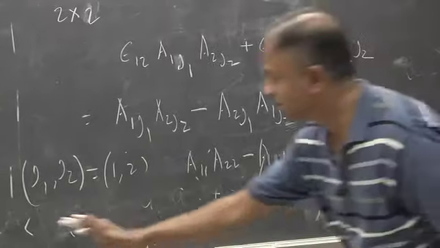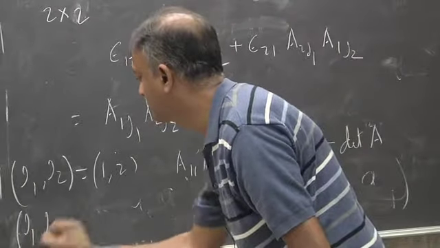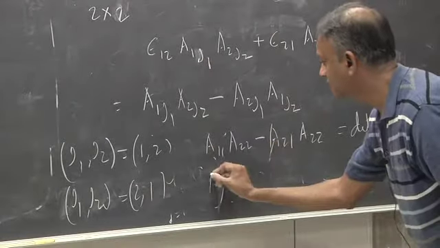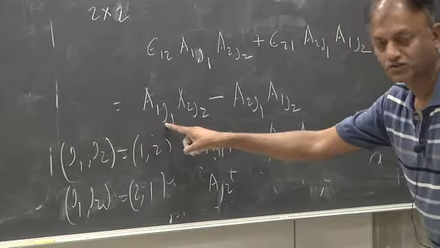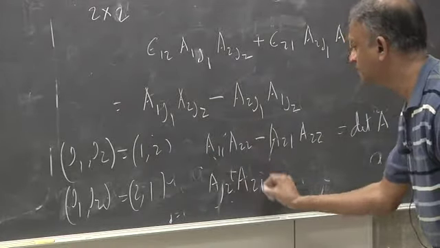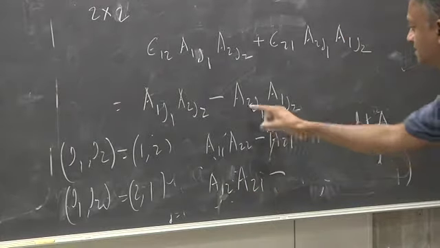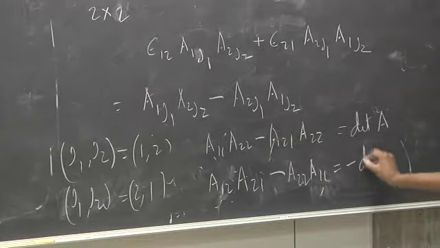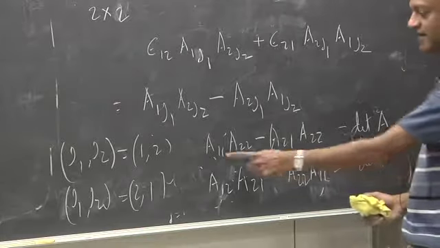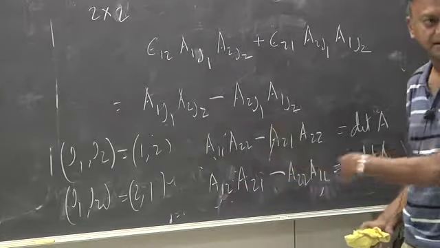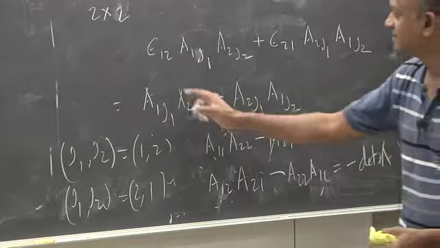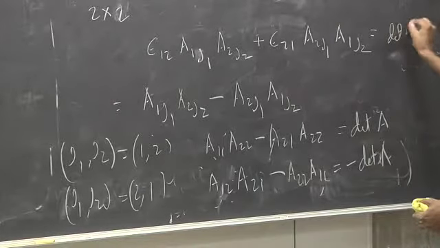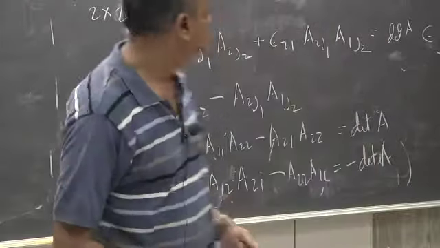Now take the other situation, say J1 and J2 are 2, 1. So J1 is 2, J2 is 1, and in this case you get A1 2, A2 1 minus A2 2, A1 1. But that is minus the determinant of A, because the determinant of A is this minus that. So it's just a minus of the determinant of A. So indeed, in this case, this is nothing else but epsilon J1 J2 times the determinant of A. Right? This is now a general formula.